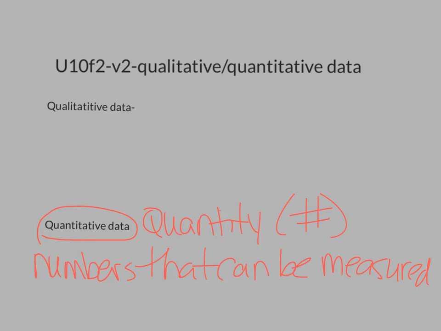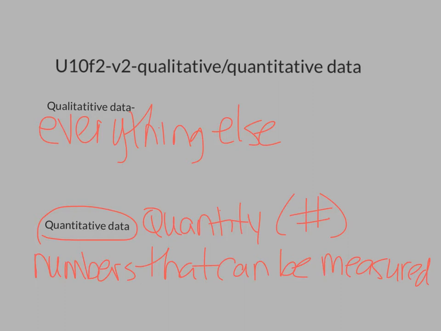Another example of a number that's not quantitative is jersey numbers. That's not quantitative data, it's qualitative data. So qualitative data is everything else. The hardest part here is a lot of times people just see a number and think, oh, it's quantitative. But make sure you can measure the number.